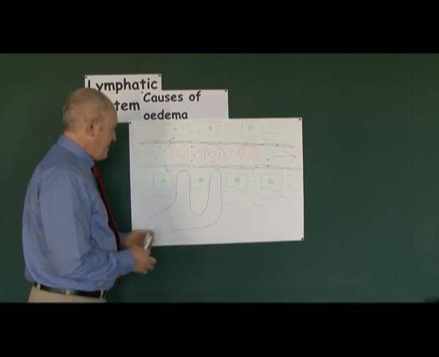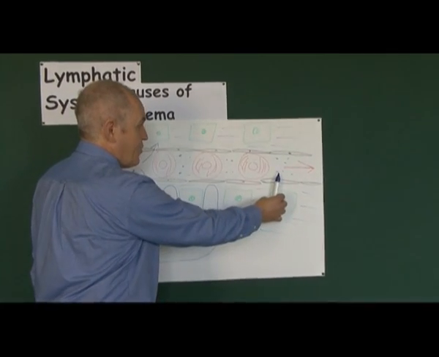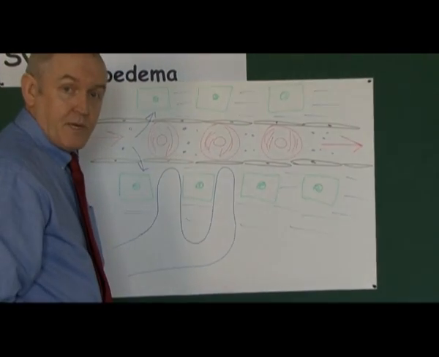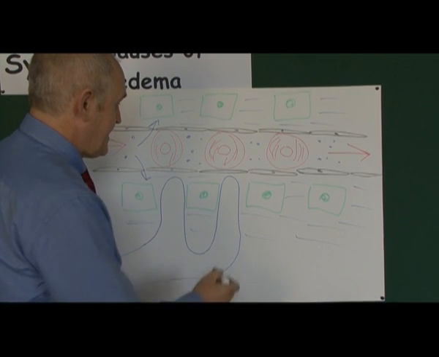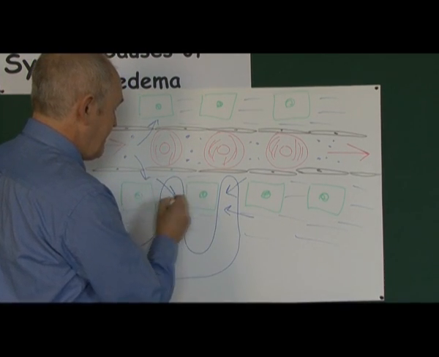Now, we know that about 90% of the tissue fluid that is formed is reabsorbed into the venous end of the capillary, but about 10% is absorbed and drained through the lymphatic system.